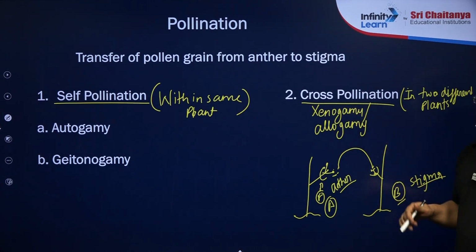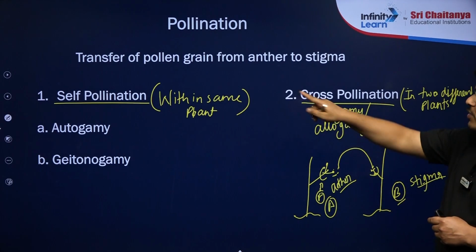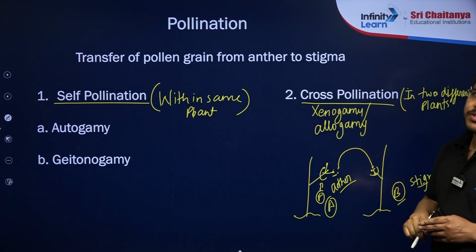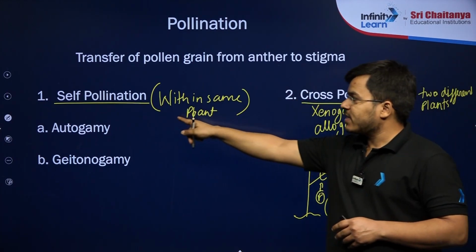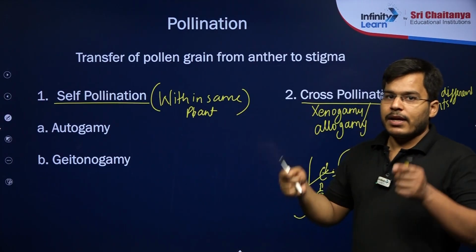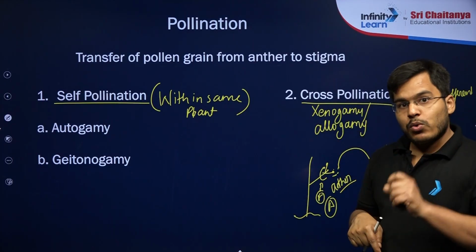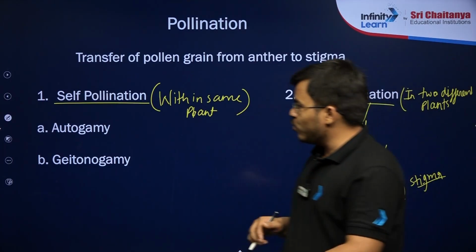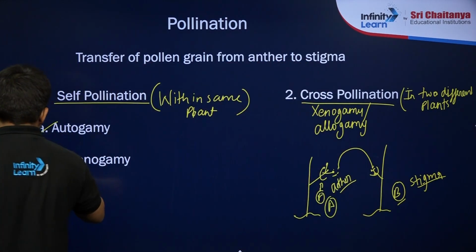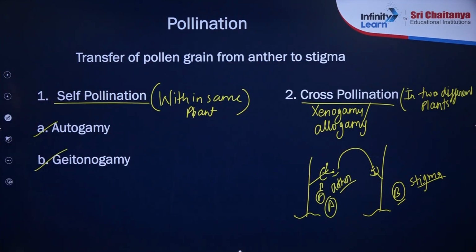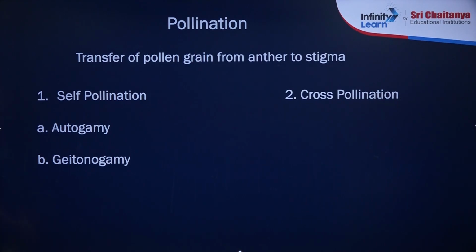This is cross-pollination. Two different plants are involved in this process, the movement of pollen grain from anther to the stigma. But students, in self-pollination, the process occurs within the same plant. But that too can happen in two ways. What are these two ways? Autogamy or Geitonogamy. So what are autogamy and Geitonogamy? Let's understand in detail.